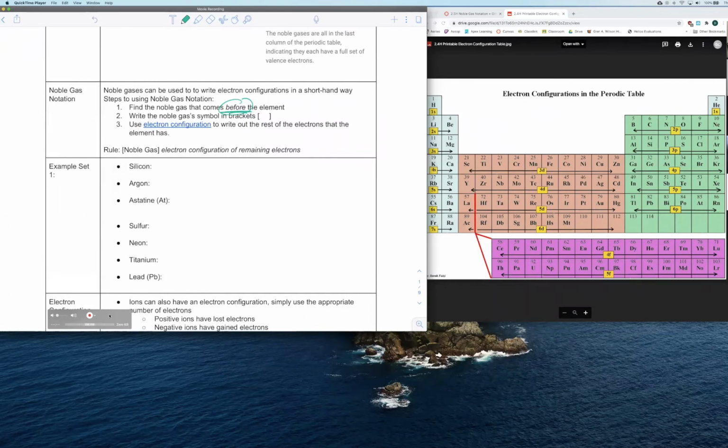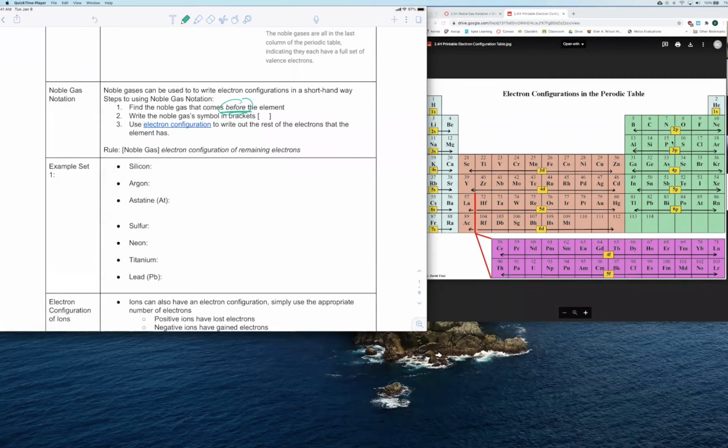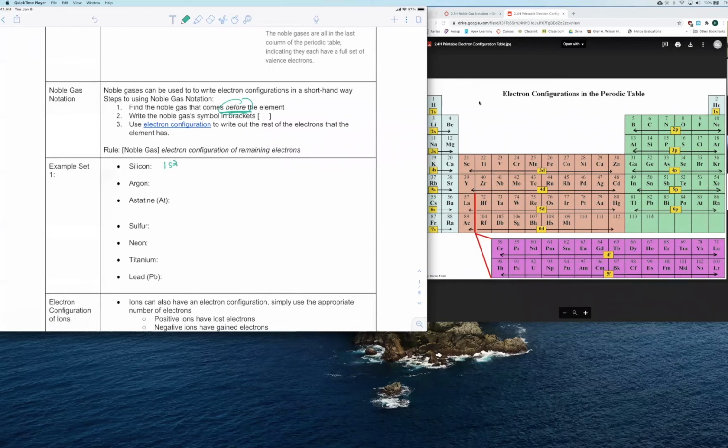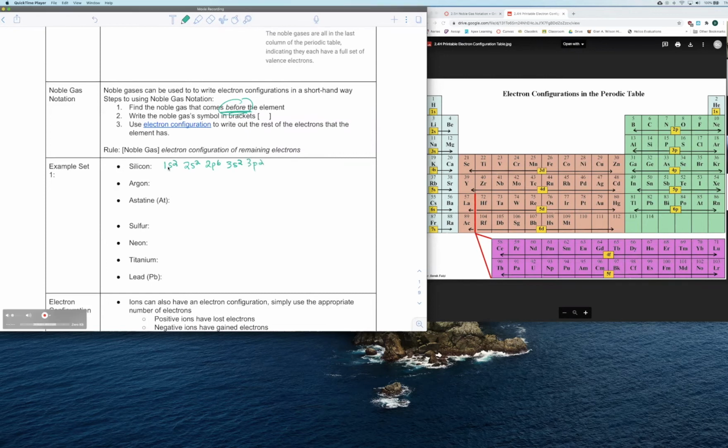So let's go over this example with silicon. Silicon is atomic number 16, so I'm going to write out the original electron configuration first. You would have 1s2, 2s2, 2p6, 3s2, 3p2. So this would be the normal way to write out the electron configuration.